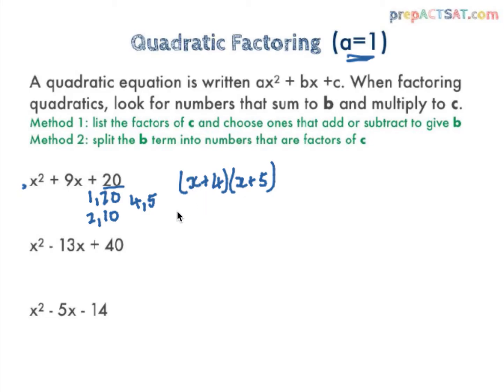A helpful way of remembering how to do this is FOIL. FOIL stands for first, outside, inside, last. First means multiply the 2 first terms together, x squared. Outside means multiply the 2 outside, so that's the x and the 5. Inside is the 4 and the x. And the last term, 4 times 5 is 20, so that collects and it gives us that.